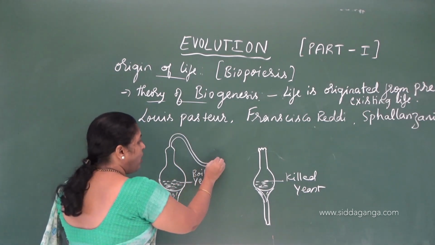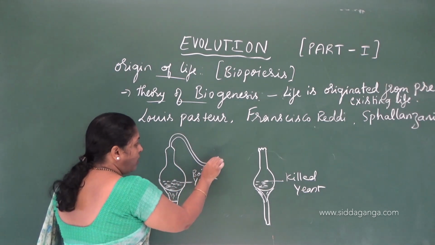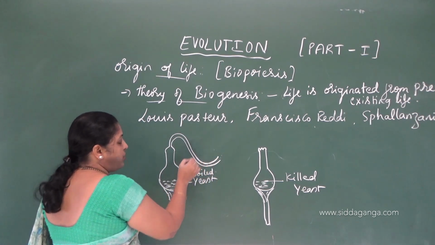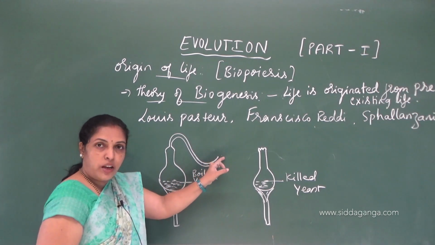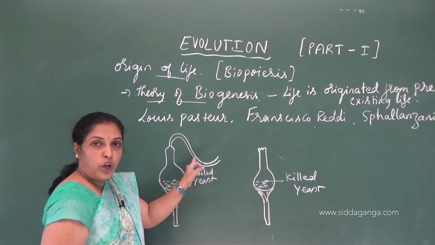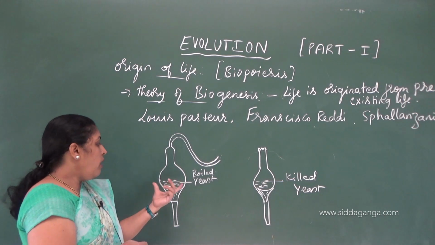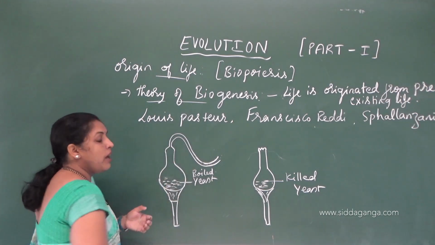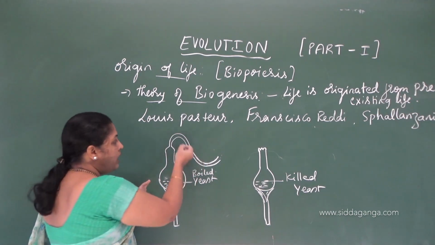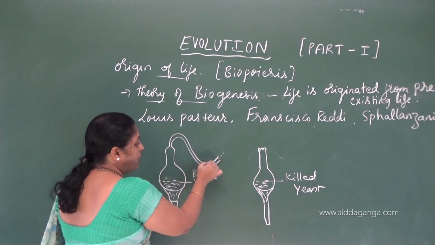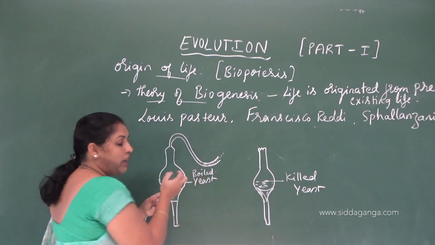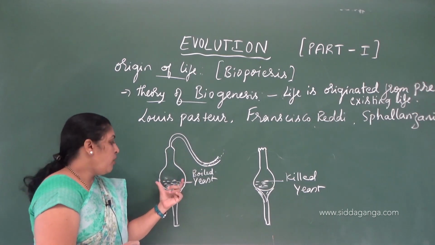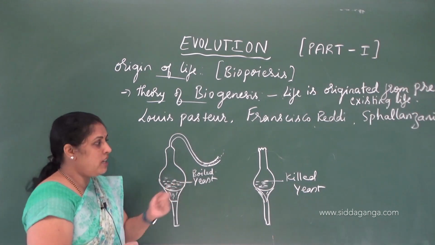So the swan neck nature of this flask will trap the microbes. This type of shape of that flask will trap the microbes. So that's why he never observed life in this beaker. He never observed life in this beaker because this shape was trapping the microbes entering. That's why the flies or any microbes failed to enter this killed yeast.